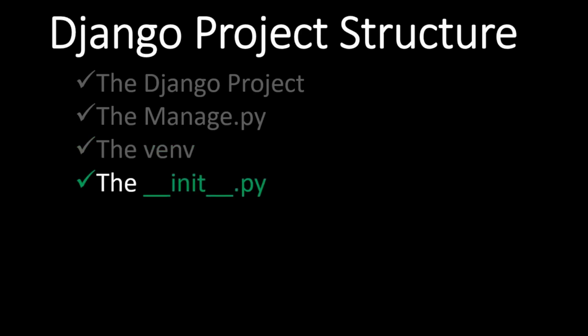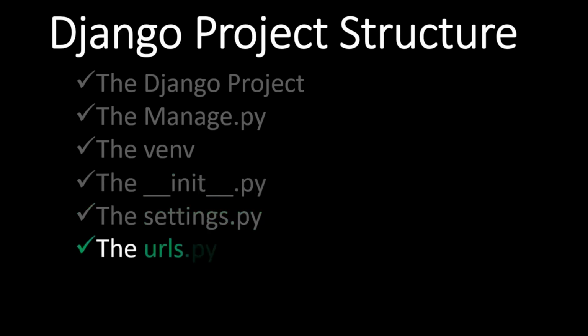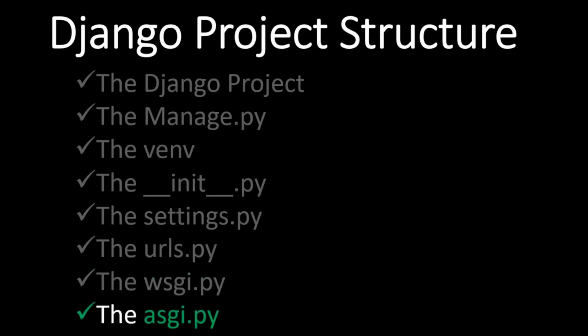We'll be taking a look at the double underscore init, dunder init, double underscore py, as others call it: the __init__.py module, the settings.py module, the urls.py module, the wsgi.py module, the asgi.py module.